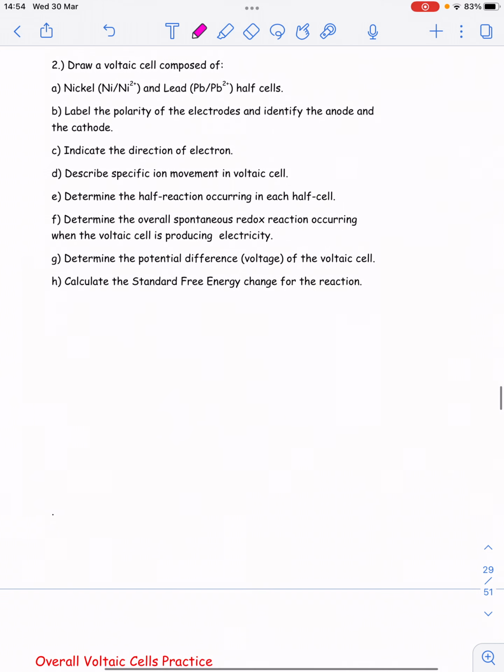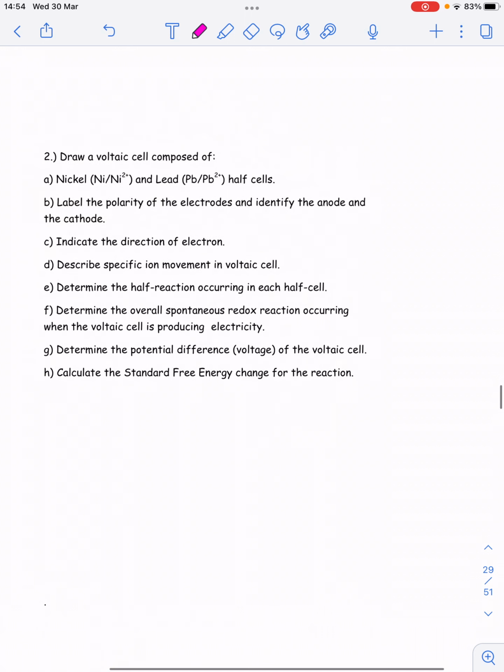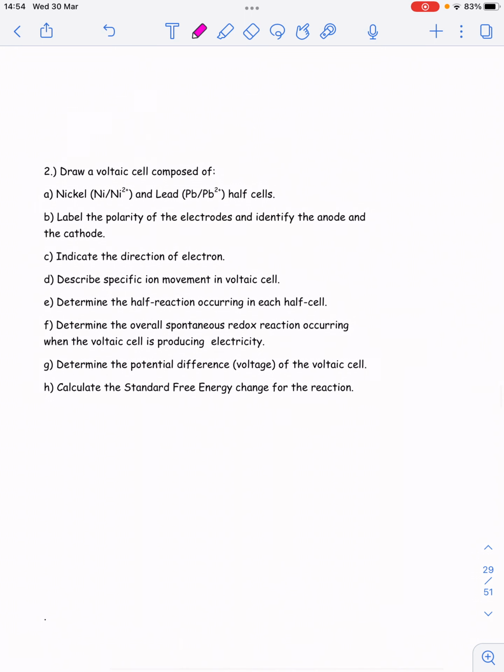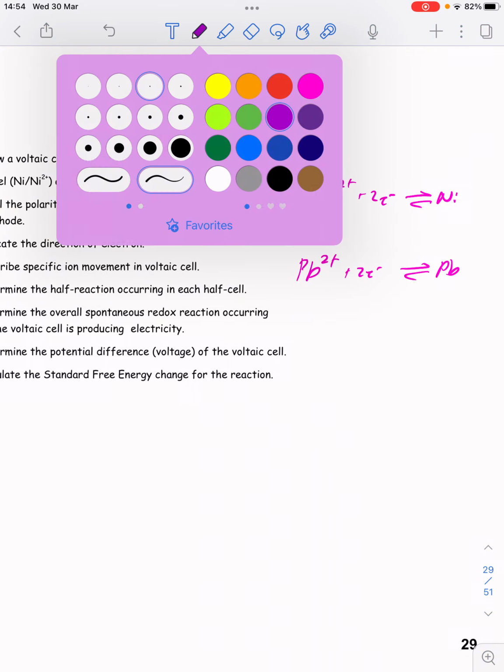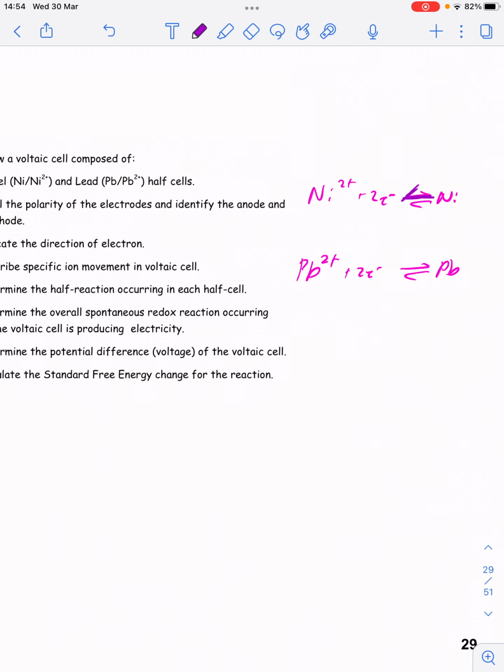Okay, this is on page 29, this nickel and lead half cell. Again, using table 24, you should quickly see that the nickel half equation is higher in the table than the lead half equation. And now that we're good at using table 24, we can immediately know that because of that, the nickel reaction is going to go this way.